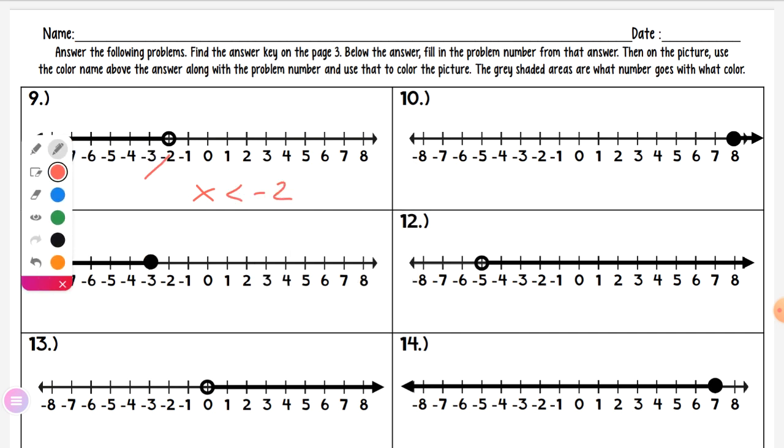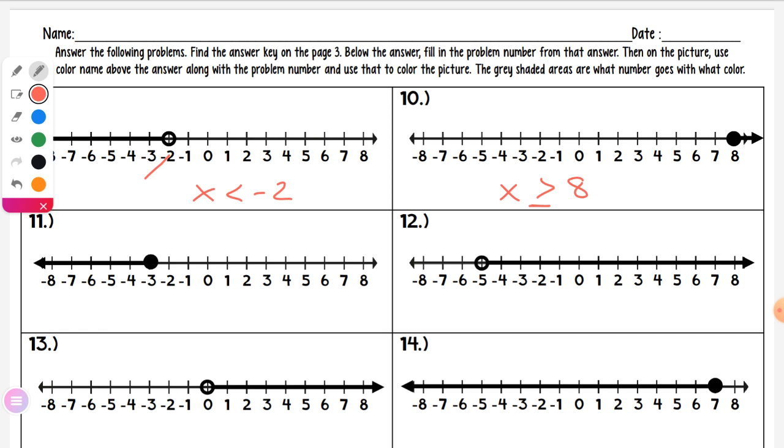Sophie, number 10. X is greater than 8, but it can also be 8. X is, okay, greater than 8. And she said, but it can also be 8. How do I show that? With a line under it. So we say that as X is greater than or equal to 8, because all of the shaded values are larger than 8.